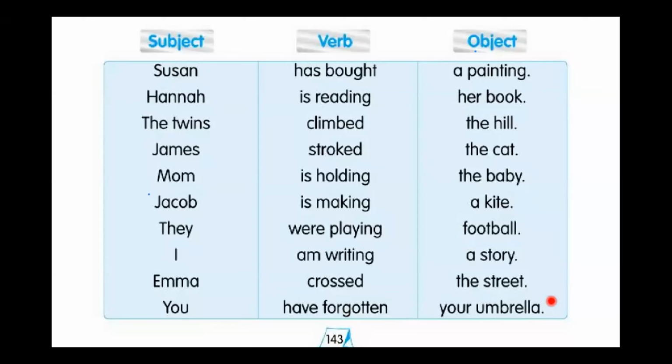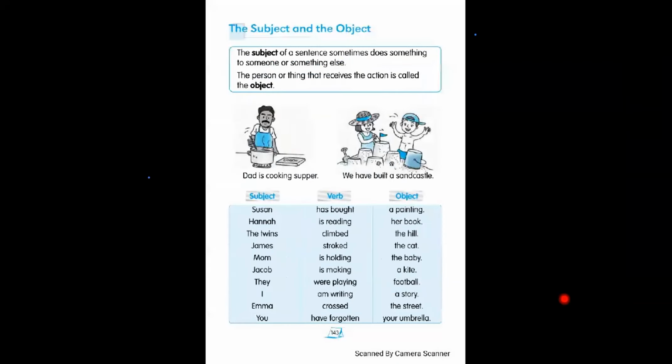Very good. So you is the subject, have forgotten is the verb, and your umbrella is the object. So subject, verb, and object comprise a sentence. When you put these things together, sentence form होता है आपका. All right.